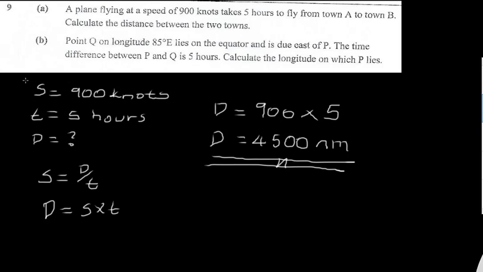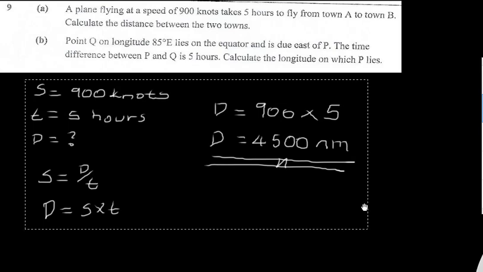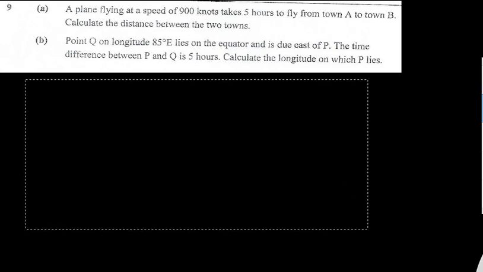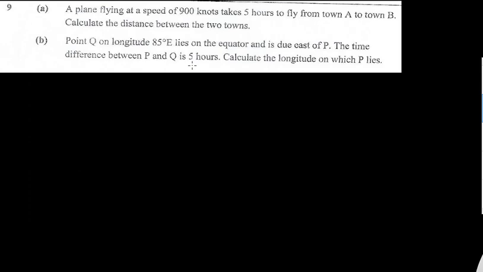So question 9b says, point Q on longitude 85 degrees east lies on the equator and it is due east of P. The time difference between P and Q is 5 hours. Calculate the longitude on which P lies. So point Q on longitude 85 degrees east lies on the equator and is due east of P. The time difference between P and Q is 5 hours. Calculate the longitude on which P lies.